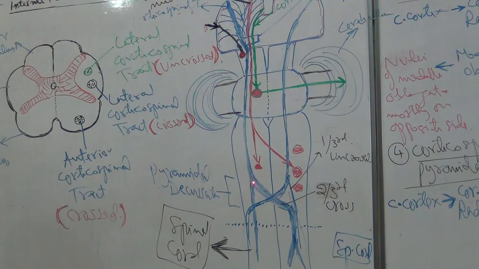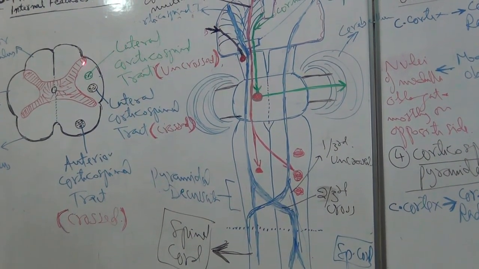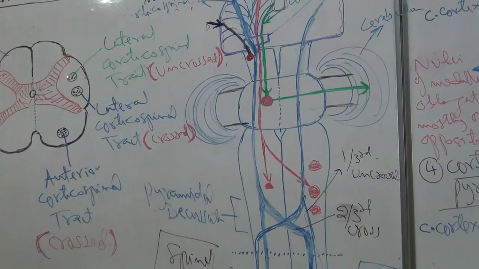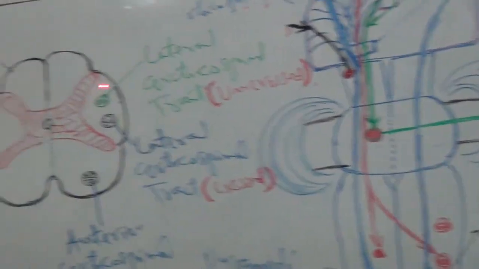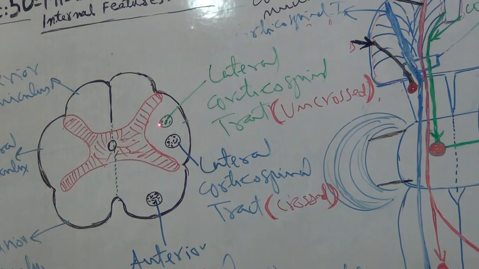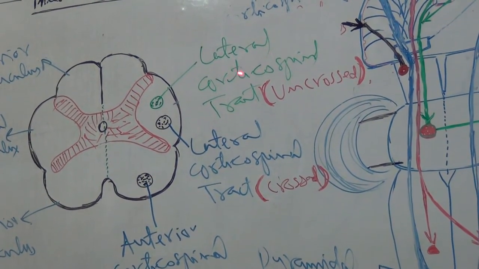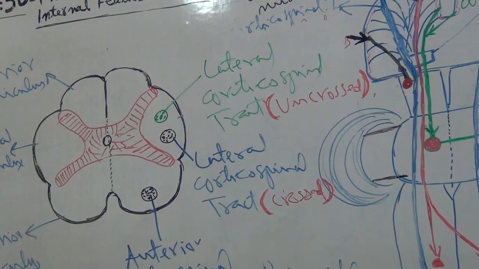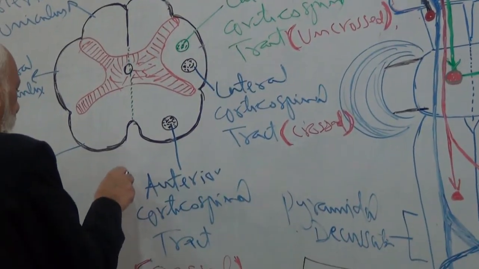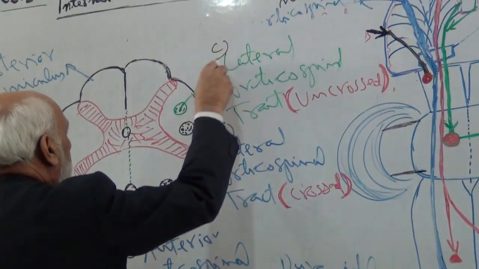Now, what about the uncrossed one-third of the pyramidal tract fibers, the corticospinal fibers? They continue to descend through the spinal cord, and they descend through which funiculus of the spinal cord? Through the lateral funiculus. So these uncrossed one-third fibers descend through the lateral funiculus of the spinal cord, therefore they are known as the uncrossed lateral corticospinal tract. So in this way, these pyramidal tracts are divided into these three types.